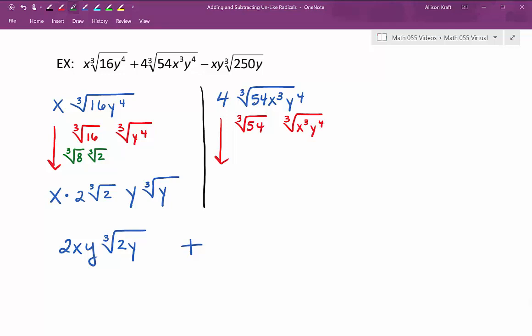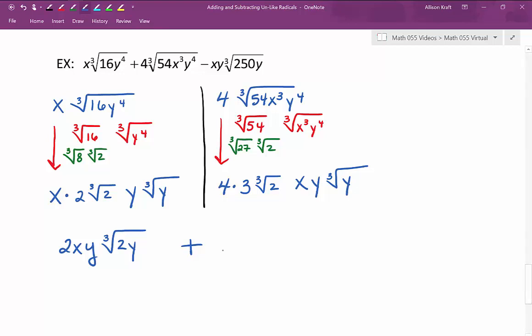I'm looking for the largest perfect cube that's a factor of 54. It's going to be 27. This is the cube root of 27 times the cube root of 2. Here's my multiplication by 4 out in front. Cube root of 27 is 3. And then we have the cube root of 2. We want to simplify our variables. 3 goes into 3 one time, so that's x to the 1st on the outside with no remainder. 3 goes into 4 one time with a remainder of 1, so that's 1y on the outside and 1y on the inside.